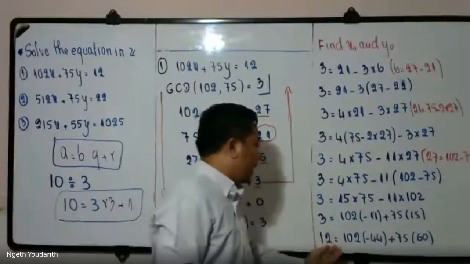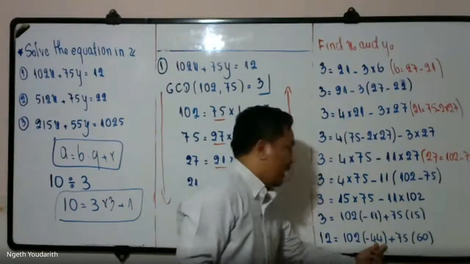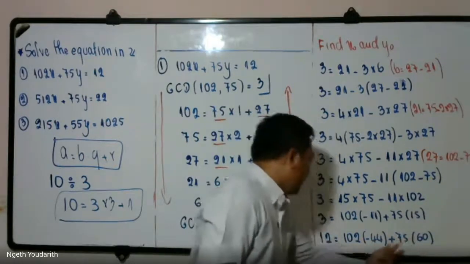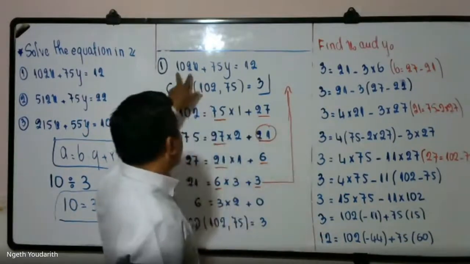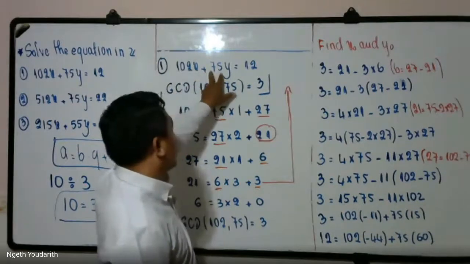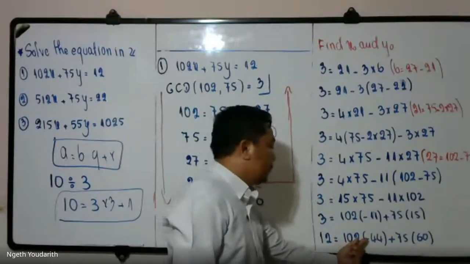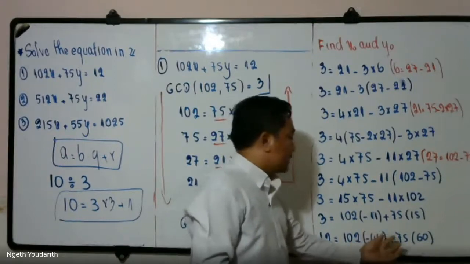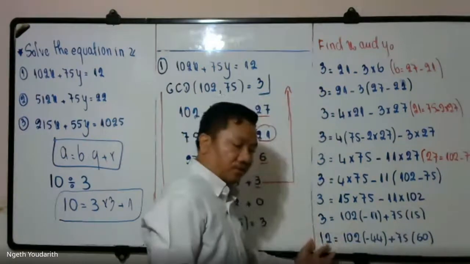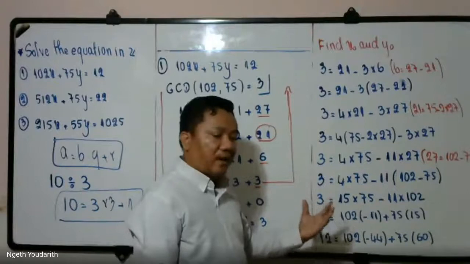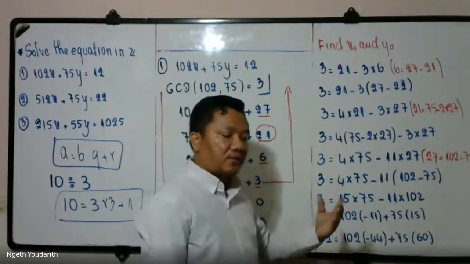So you get x0 is minus 44 and y0 is 60. Because when you calculate this one and this one, we get 12. So our equation is 102x plus 75y equals 12. This one is 12 equals 102 multiplied by minus 44 plus 75 multiplied by 60 equals 12 also. So we get x0 is minus 44, y0 is 60. Is this fine? Yes. Now you get x0 and y0. You can find the set of solutions of the equation or not?